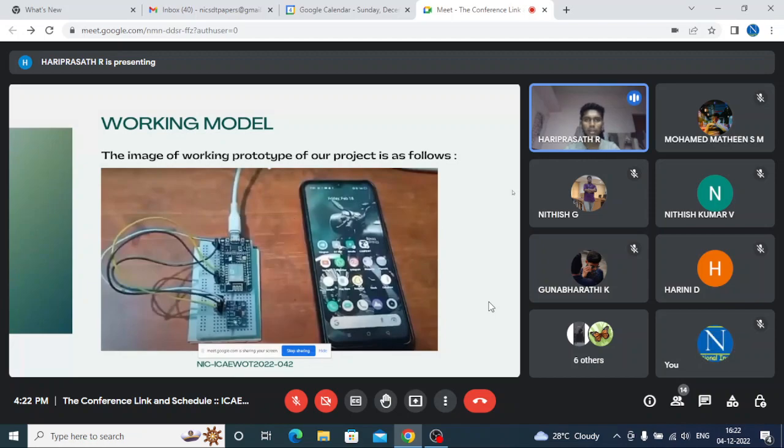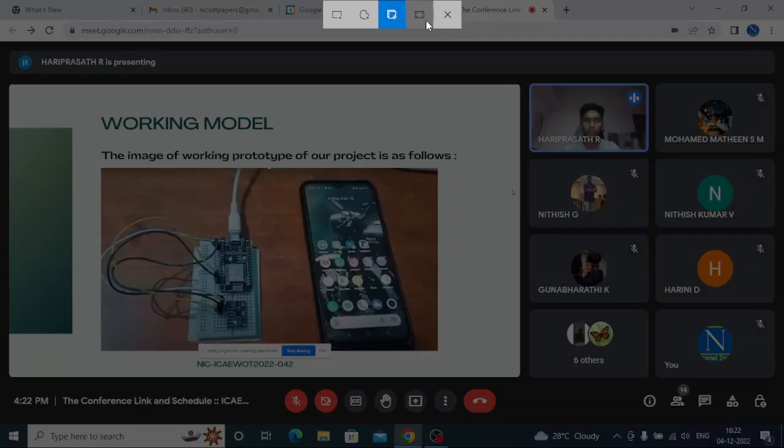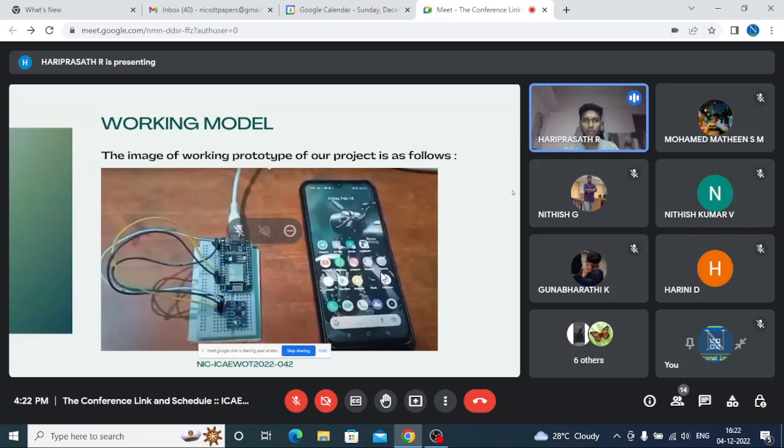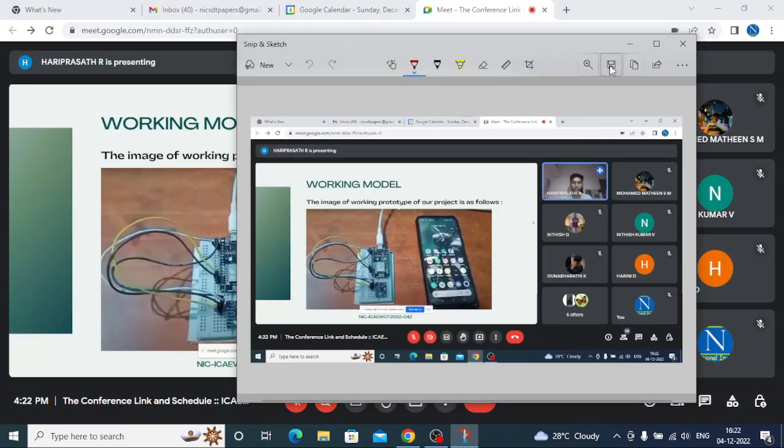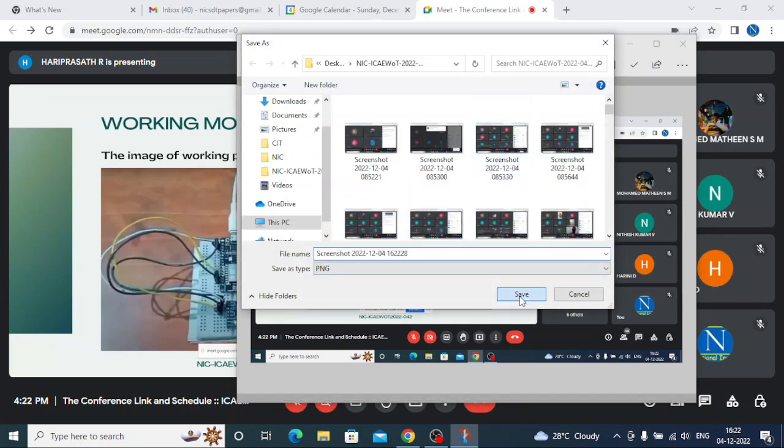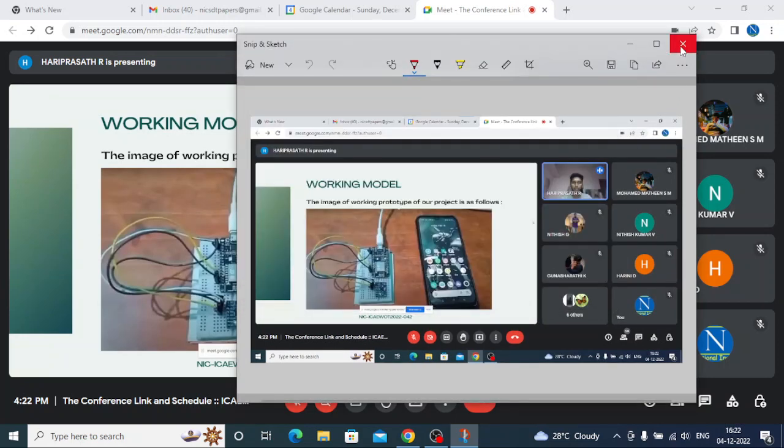And this is a working model. This is a basic prototype we can develop now, and the work is in progress to make it a wearable watch.